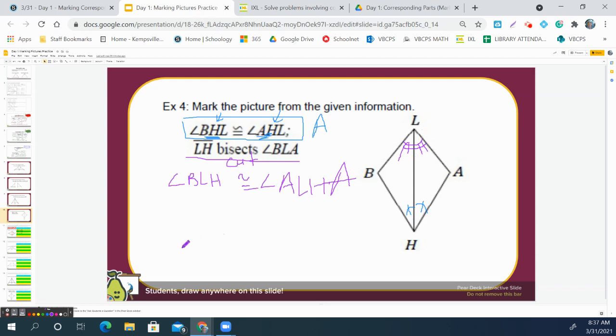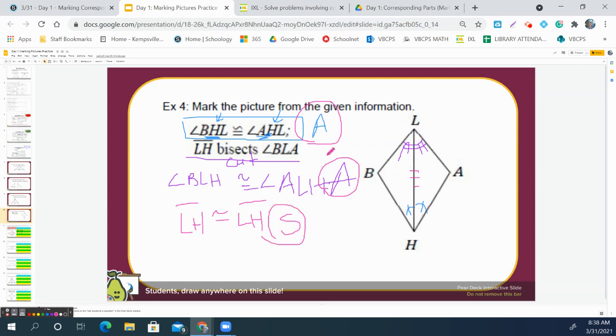So I've got an angle and an angle. What's the third thing that I can mark here? Because I can always mark this thing because it occupies the same space. Absolutely, I love that language. So that line that bisects the 2 angles, that LH line, is the reflexive side. So side LH is congruent to side LH because of that reflexive property. And that's a side. So I've got an angle marked, and a side marked. And the side is in the middle.